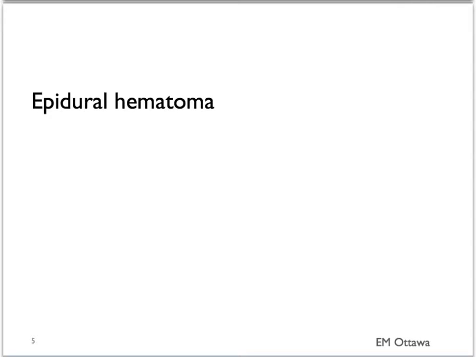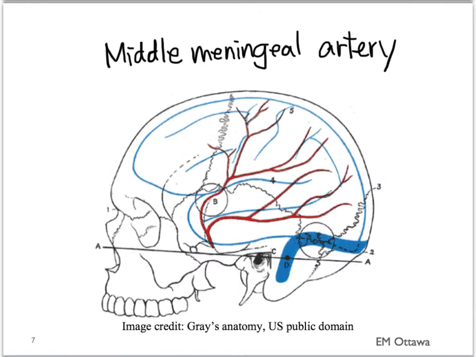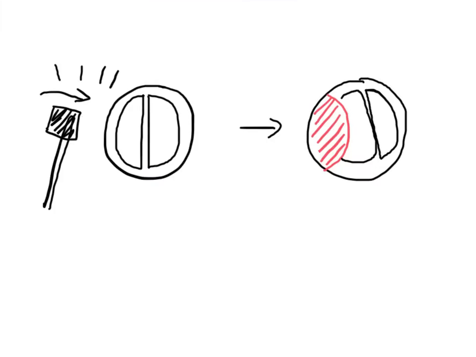First, epidural hematoma. Epidural hematoma is caused by direct trauma to the area. Specifically, it is caused by trauma to the temporal bone. Trauma to the temporal bone can cause disruption of the middle meningeal artery, shown here in red. Blood from the artery then rapidly accumulates. The rapidly accumulated epidural hematoma then pushes the brain out of the way.